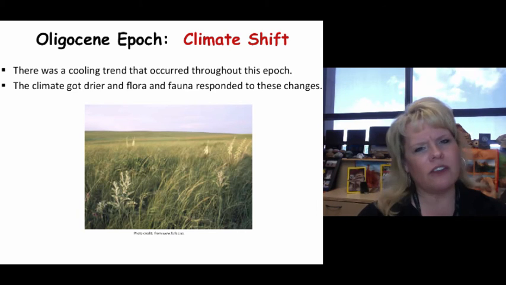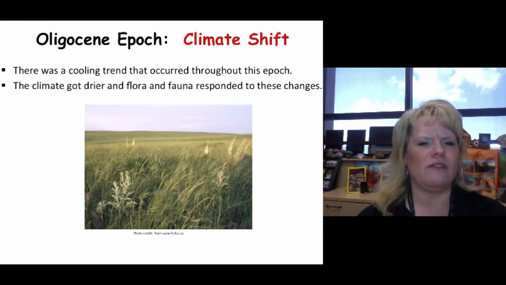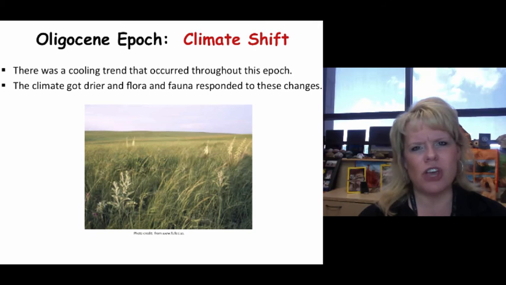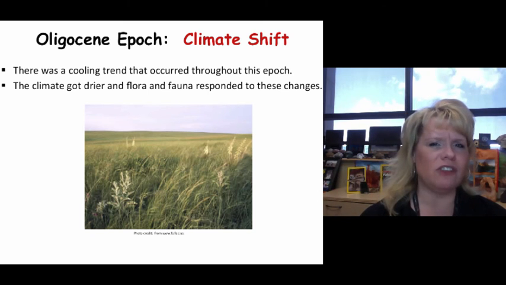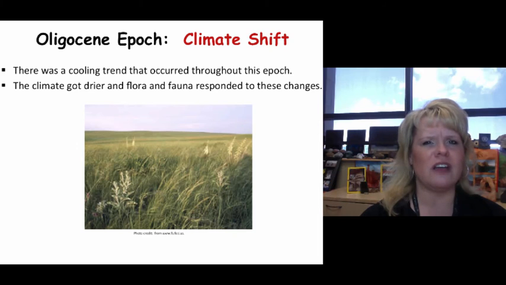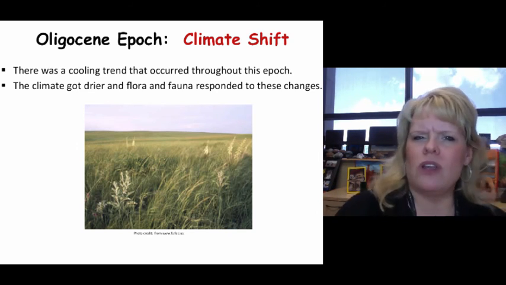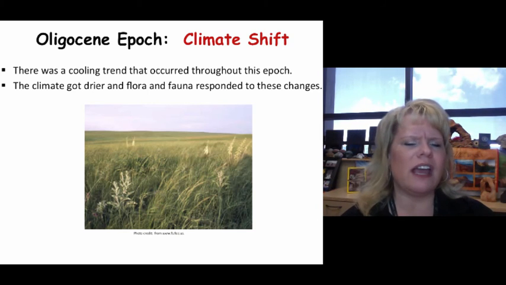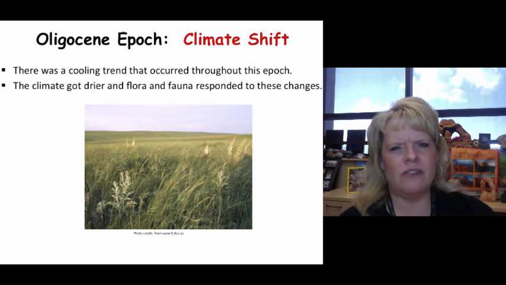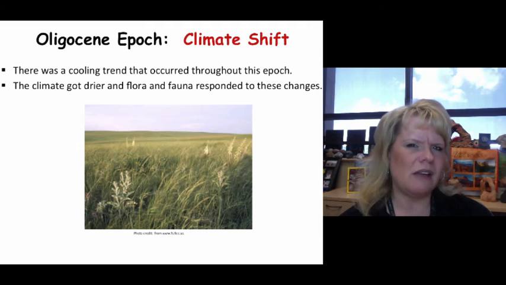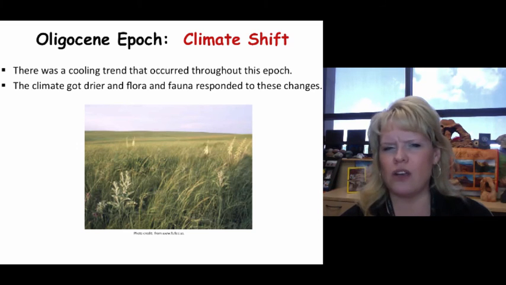So we get to the Oligocene epoch. We have a climate shift. I'm not saying it's cold by any means, but we're going to have a shift. Sea level drops. The regression of the Tejas Sea is fully complete. We're going to lose some marine organisms during this regression, and we had a cooling trend that started to occur during this epoch. What happened was the climate got cooler and it got drier.